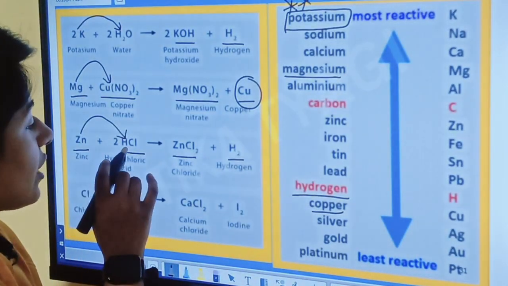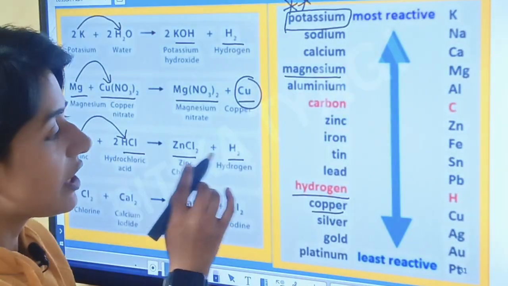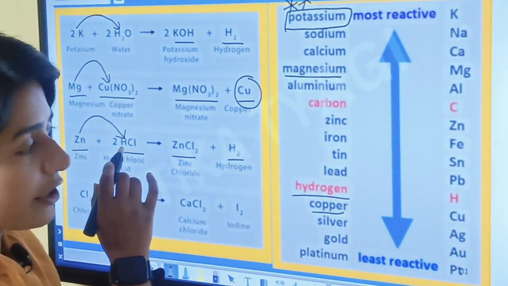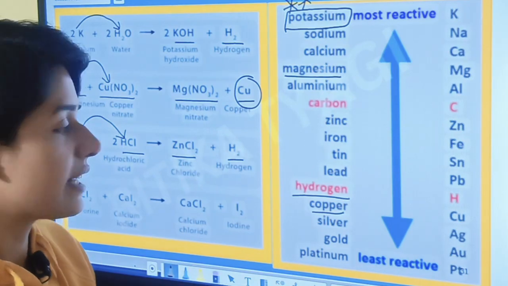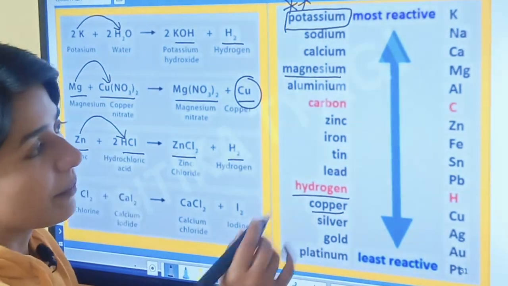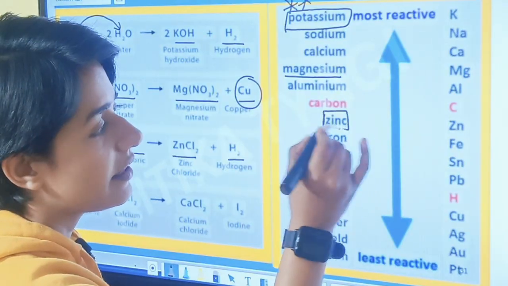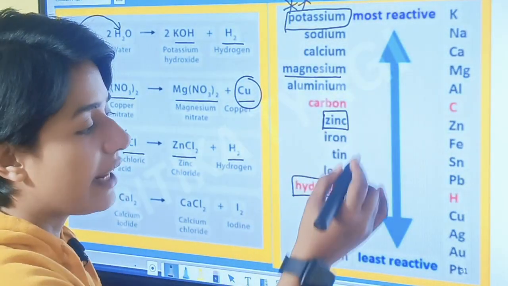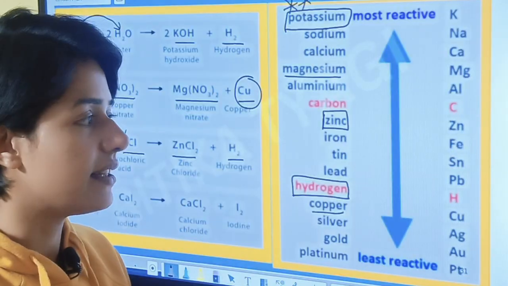Next, zinc reacts with hydrogen chloride to form zinc chloride and hydrogen. Here zinc displaces the hydrogen from hydrogen chloride and releases hydrogen gas. So we can say that zinc is more reactive than hydrogen. As shown, zinc is present here and hydrogen is present below the zinc, so zinc can displace the hydrogen easily.